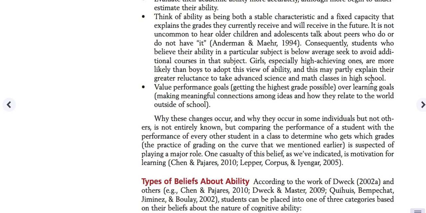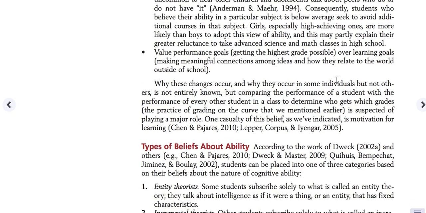Why these changes occur and why they occur in some individuals but not others is not entirely known, but comparing the performance of a student with the performance of every other student in a class to determine who gets grades, the practice of grading on the curve that we mentioned earlier, is suspected of playing a major role. One casualty of this belief, as we've indicated, is motivation for learning.